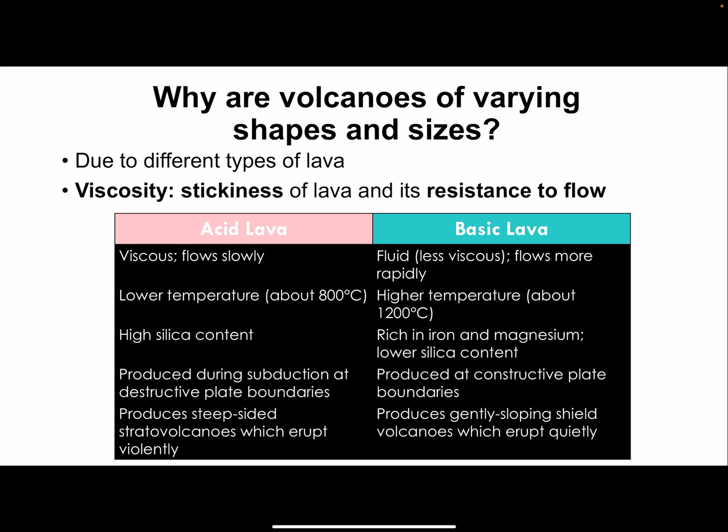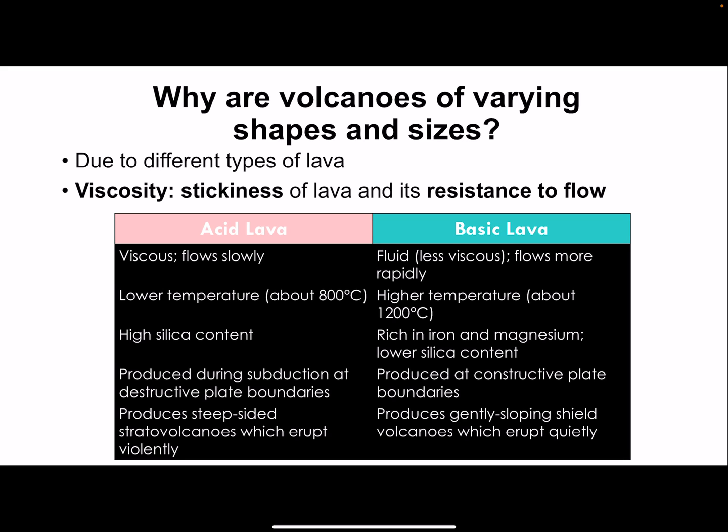There should be no difference in terms of viscosity, which is the stickiness of it. So why is it that you do have different types of lava? Okay, this has got to do with where you find these lava. So if you're looking at acid lava, the one here on the left, acid lava tends to be very thick, very viscous. So when you pour it out, it flows very, very slowly. The closest I can think of is honey. If you pour honey out onto the table, it will flow. It is still a liquid, so it will flow, but it will not flow very quickly.